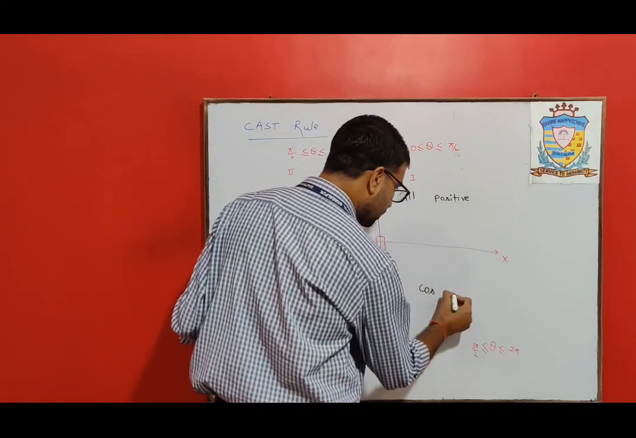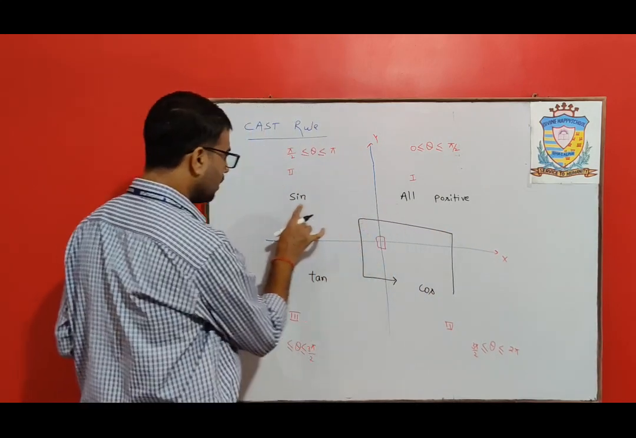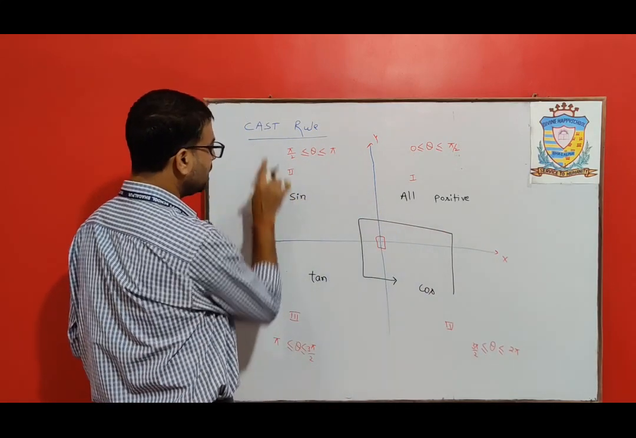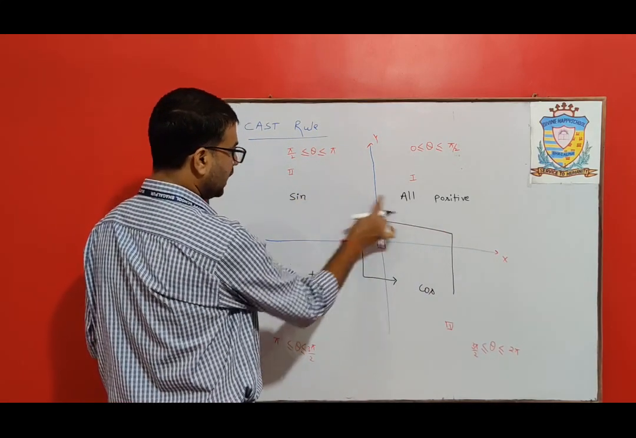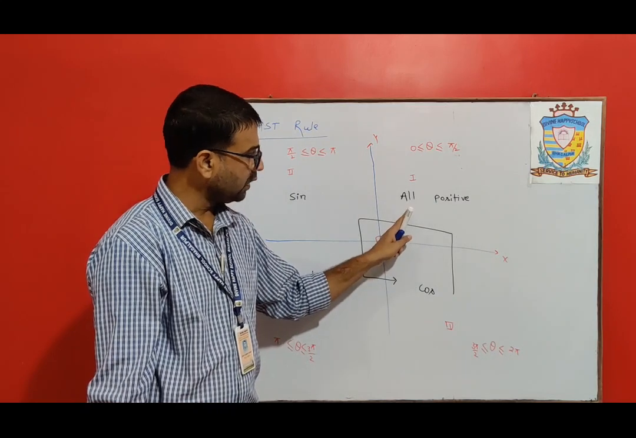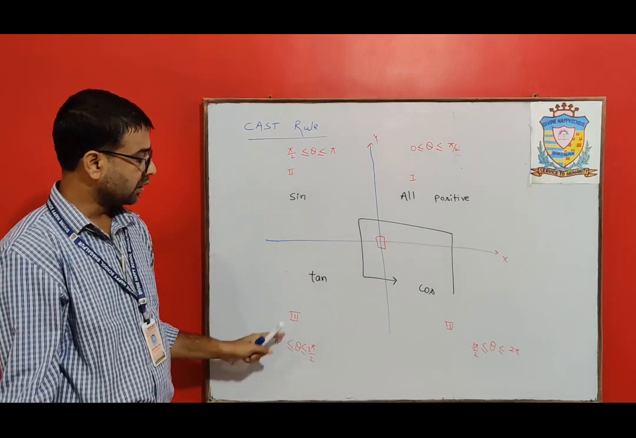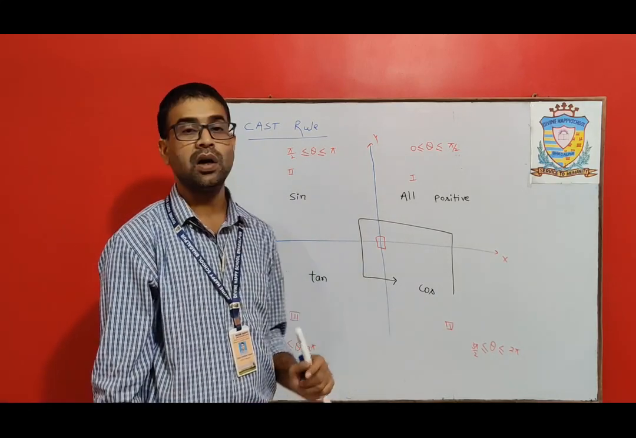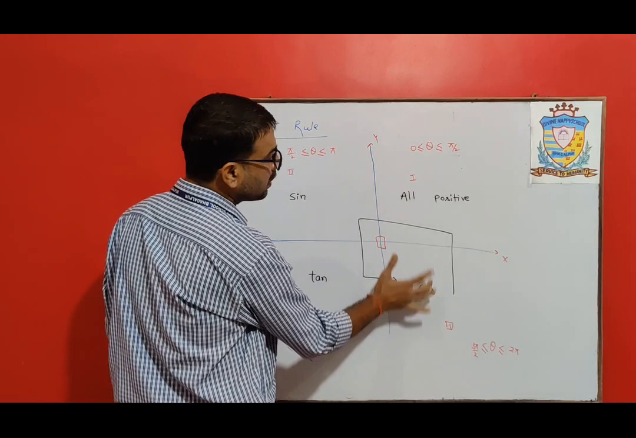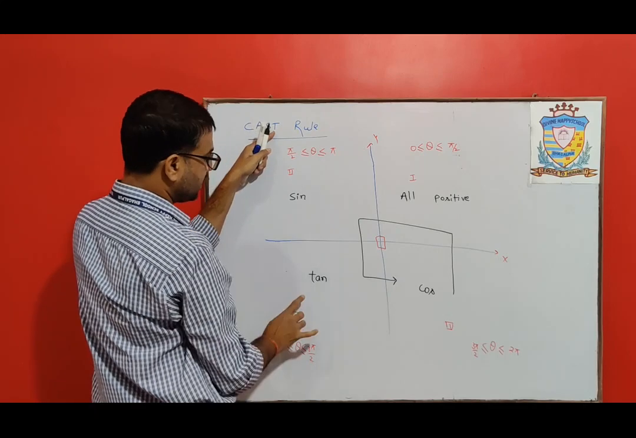So if we move from here, this is C A S T. C for cos, A for all, S for sine, T for tan. So the CAST system, and this is the CAST rule. So in quadrant 1 all are positive, in quadrant 2 only the values of sine and cosec will be positive, in the third quadrant the value of tan will be positive, in the fourth quadrant cos will be positive. This can also be memorized as C stands for cos, A stands for all, S stands for sine and T stands for tan.